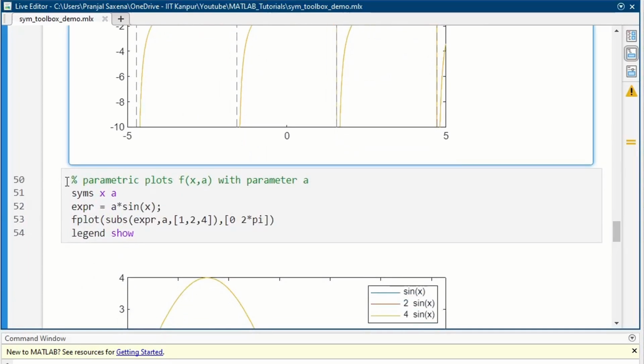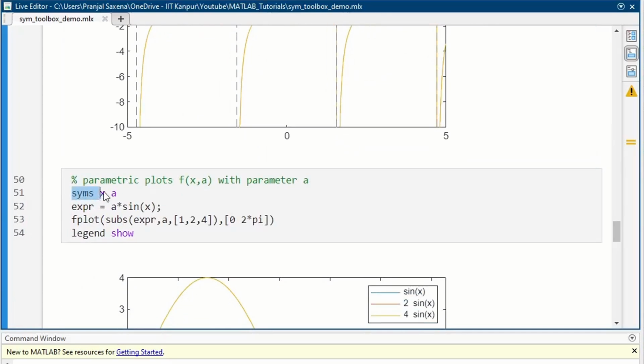Now we can also do a parametric plotting. I define two different variables, x and a, where x is the primary variable and a is the parameter. So I define an expression which is a times sine of x. I play with a. So for fplot, I would do substitute in the expression. In place of a, substitute it with 1, 2, and 4. And plot this whole expression between 0 to 2 pi.